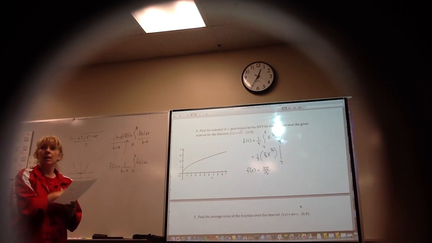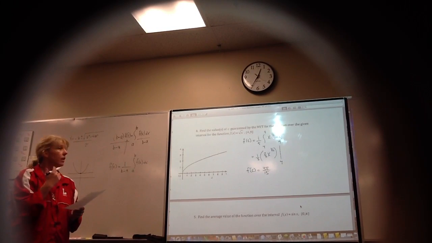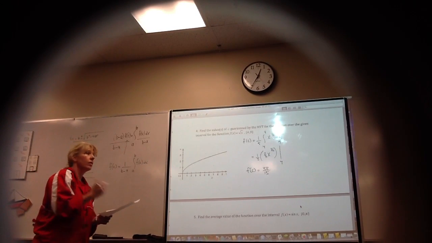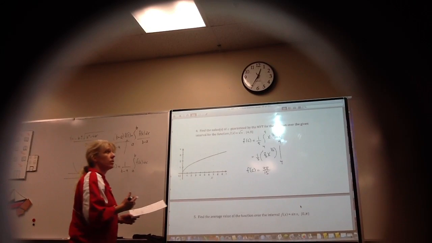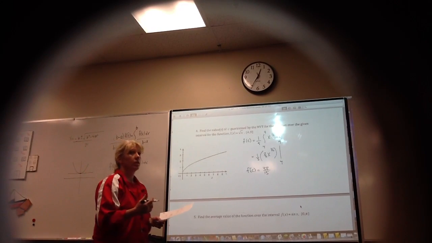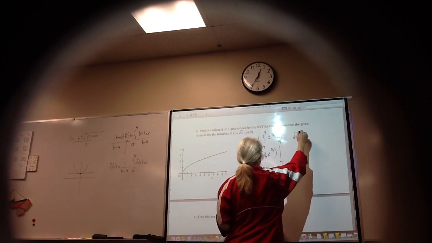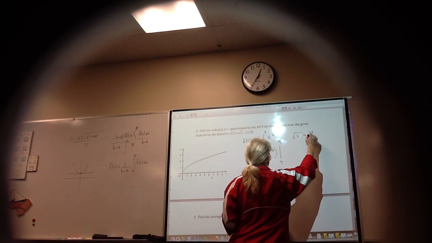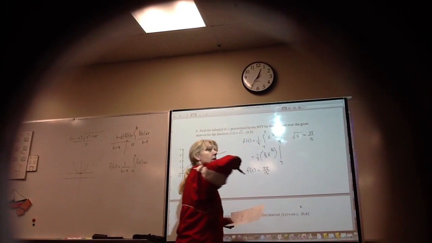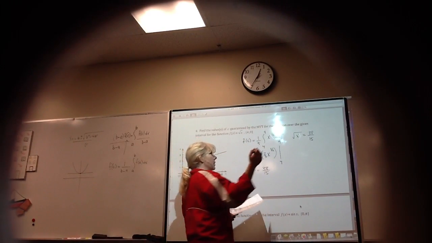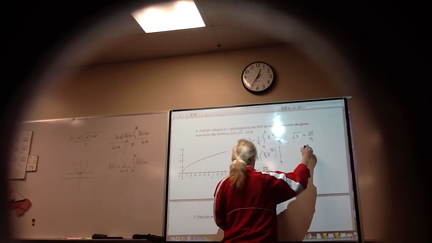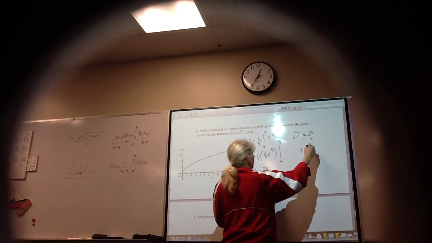Okay, but we have to take it a step further. If you have to find c, what do you do with your average value? You set it equal to the original function, square root of x. So we're going to set square root of x equal to 38/15. How do you undo a square root? Square both sides. So what's 38/15 squared?